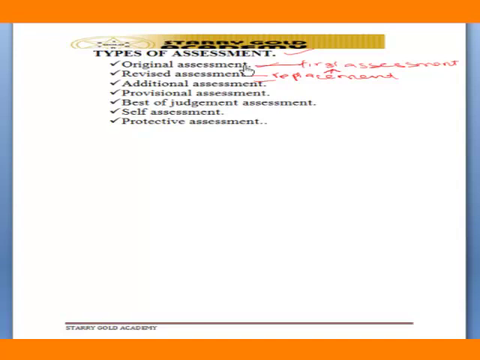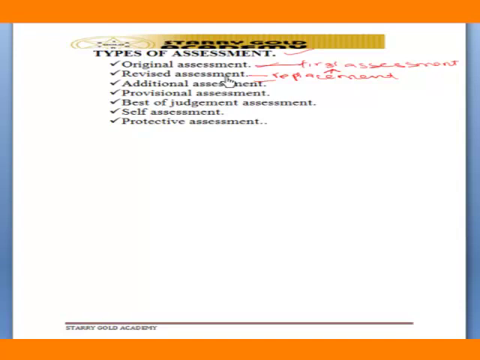Why will it replace the original assessment? What's wrong with the original assessment that the replacement should come in? This replacement usually arises from either a notice of objection or appeal that is successful. With the original assessment, I told you it could be subjected to objection and go through the appeal procedure. Now, if the objection and appeal is successful, there will be need to have a revised assessment.